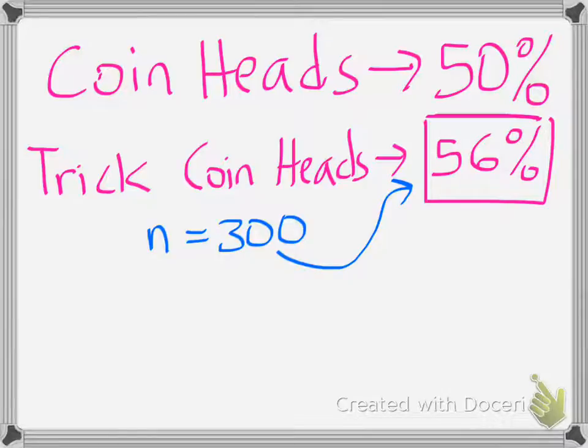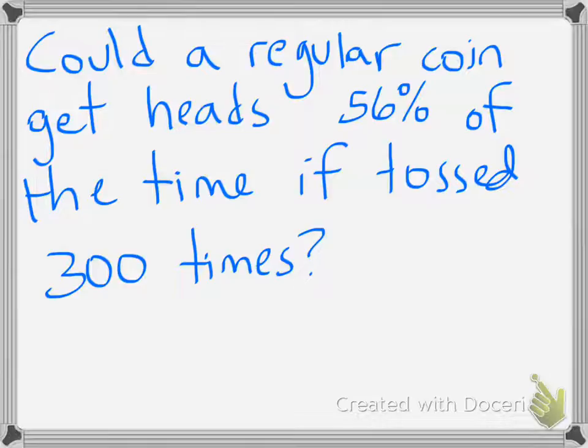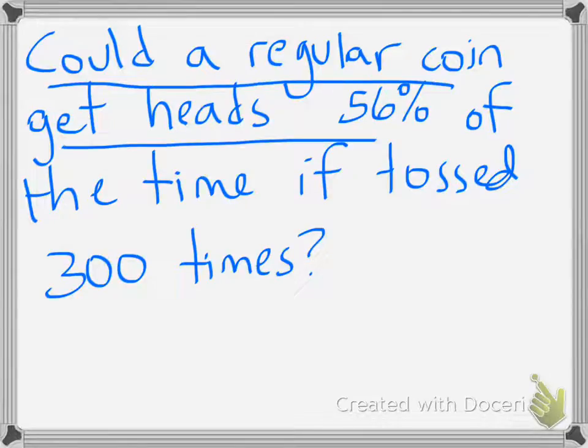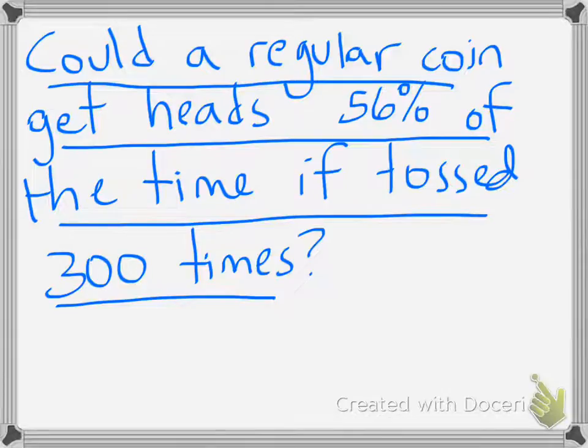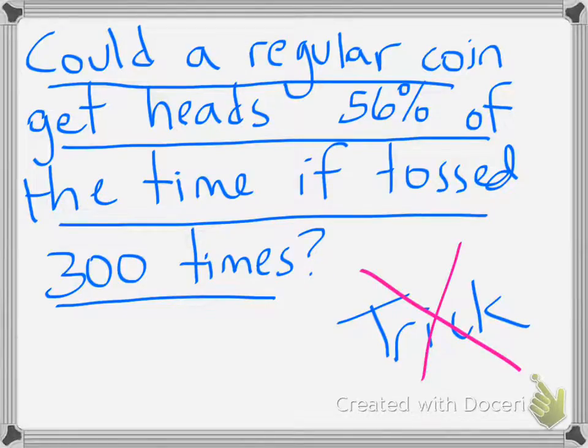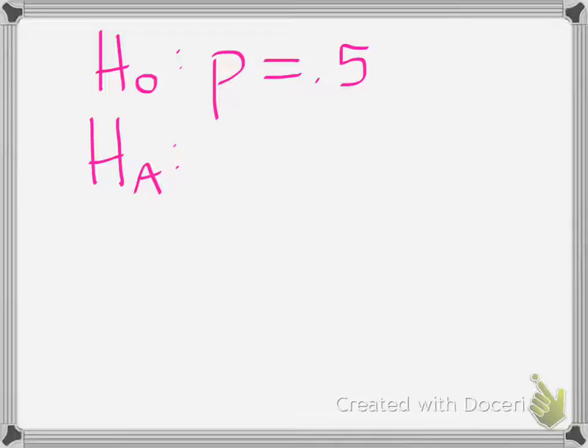So if I had a regular coin, I have to ask myself, could a regular coin get heads 56% of the time if tossed 300 times? If that could happen, then that trick coin probably is not a trick at all. So I'm going to test this out.